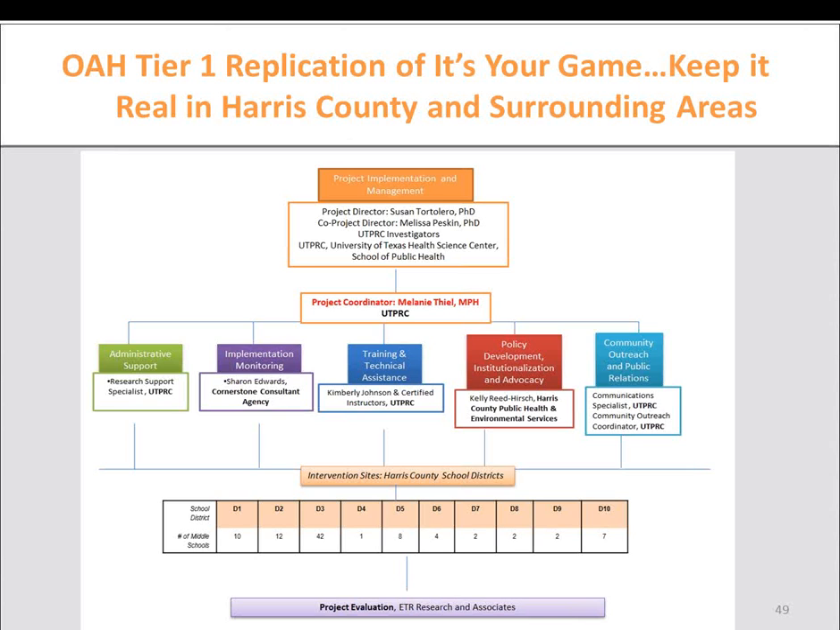So this is a very large project, as I've mentioned, and it really requires these multiple components because we are working with 10 school districts across the Houston area. This is almost 100 schools, and by the time we're finished, we estimate that we're going to be able to implement the program with over 20,000 middle school students. So quite an extensive project that we have underway.